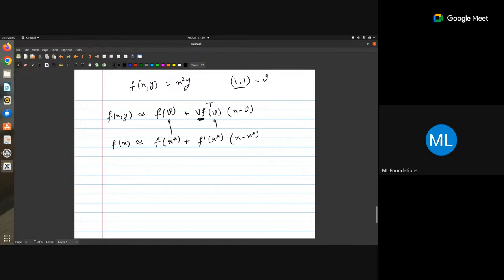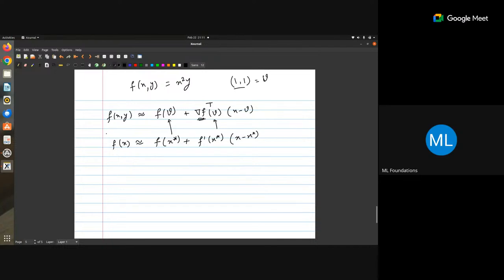Gradient is not that difficult. Otherwise, you can see it's the same thing. You just don't have to remember two different formulas, right? It's the same thing. Only you have to be careful with this. Here it's f dash, and when it goes to the multivariate or higher dimensions, what will happen? It will become a gradient, right? And gradient at which point? At point v.